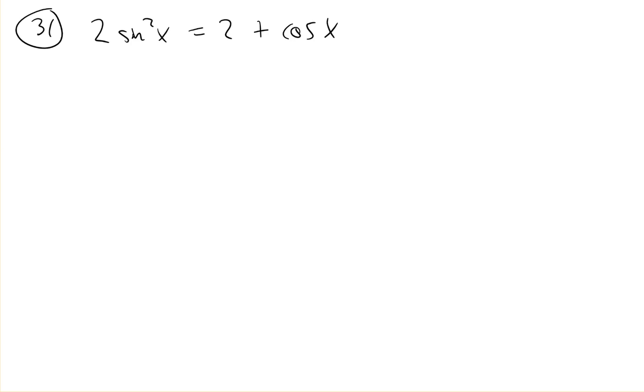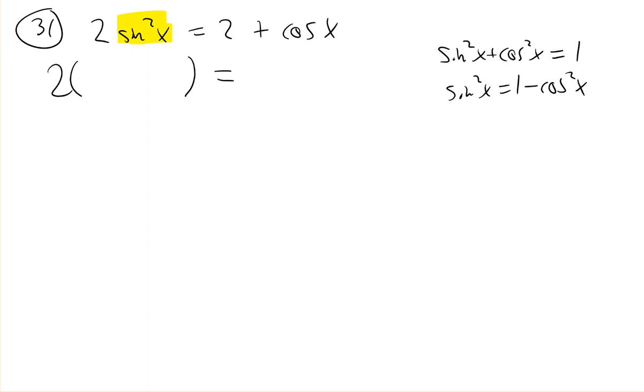Alright, so 31 looks like it has a similar problem that we just saw in 33, and I don't like that some of this stuff is sines and some of this stuff is cosines. So if I could easily change one of these, then I will. If our first Pythagorean theorem says sine squared plus cosine squared is 1, then that means sine squared is 1 minus cosine squared. So in place of this, I can put 1 minus cosine squared. And that's an improvement because now it's all in cosines.